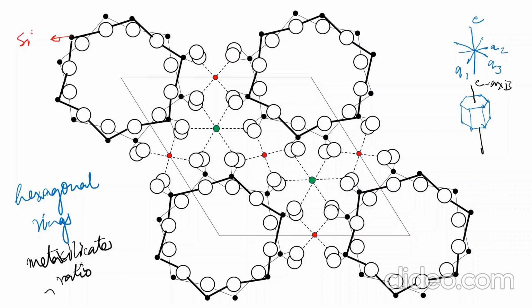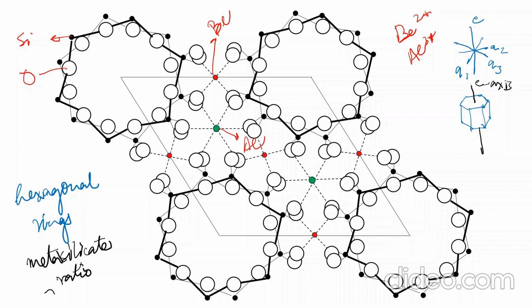Sorry, this is silicon, this is oxygen. You can see how two rings are overlapping each other to form this kind of a structure. And then the red dots, they are beryllium, and the green dots, they are aluminum. So you have Be2+ and Al3+ here in this structure.